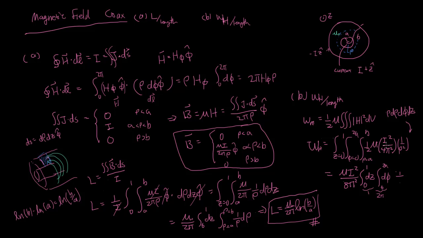Oh wait, actually, so this rho cancels out with that rho, so we just have 1 over rho d rho going from a to b. So given our previous calculation here, we know this is going to be the natural log of b over a. And so that gives us our final solution, that the amount of energy stored is going to be mu I squared over 4 pi. Thanks to the help of this 2 pi and this 8 pi squared gives us 4 pi, natural log of b over a.